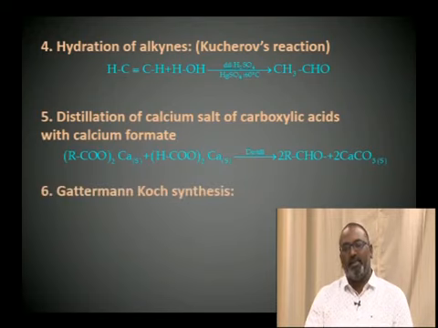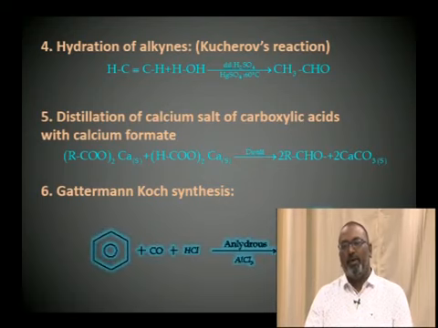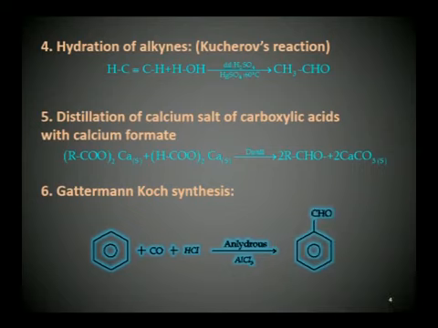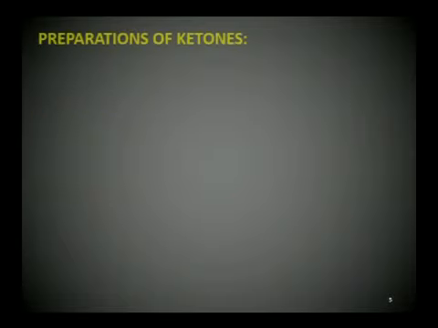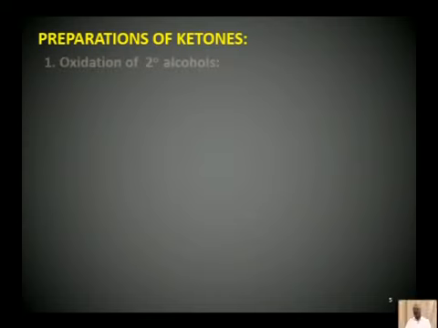Next reaction is Gattermann-Koch synthesis. When benzene is reacted with carbon monoxide and hydrochloric acid in the presence of anhydrous aluminium chloride, benzaldehyde is produced. This reaction is called Gattermann-Koch synthesis or Gattermann-Koch reaction. So these are the preparations for aldehydes. Then we shall see the preparations for ketones.